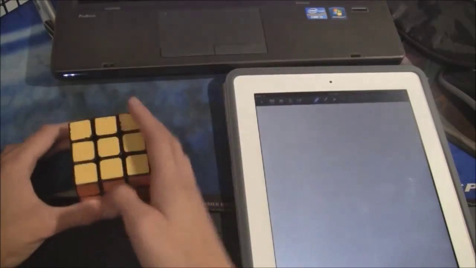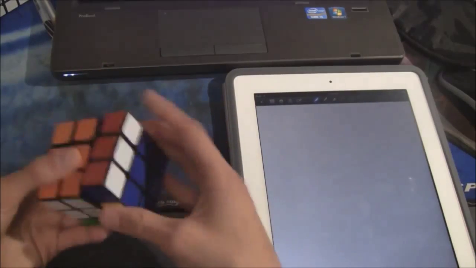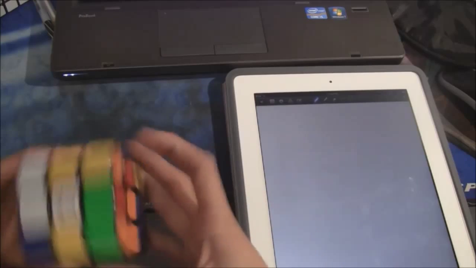Okay. Don't forget to scramble in your solving orientation. Let's get started. I feel like I messed up already, so I'm going to redo that.